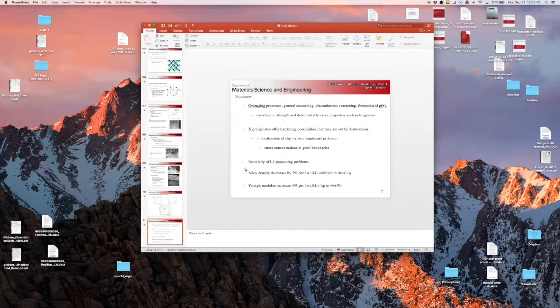Okay, so starting Wednesday, we're going to talk about strengthening mechanisms other than precipitation hardening, and then on Friday, we will start going through the alloy systems one by one, through the commercially relevant alloys, to wrap up what we're doing on aluminum. So we'll finish up aluminum next week. Okay, thanks.